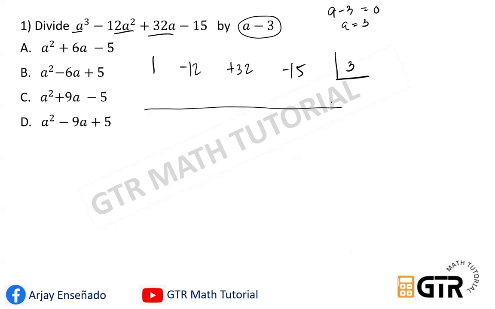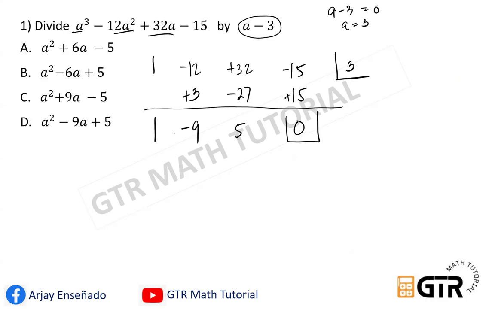Okay? So just bring down the first term. Bring down 1 and then multiply this by the synthetic divisor. 1 times 3, so we have positive 3. And then add this. Negative 12 plus 3, we have negative 9. Multiply again. Negative 9 times 3 is equal to negative 27. Add 32 plus negative 27, we have positive 5. And then last, 5 times 3, so we have positive 15. And then negative 15 plus 15 is 0. So the remainder is 0.